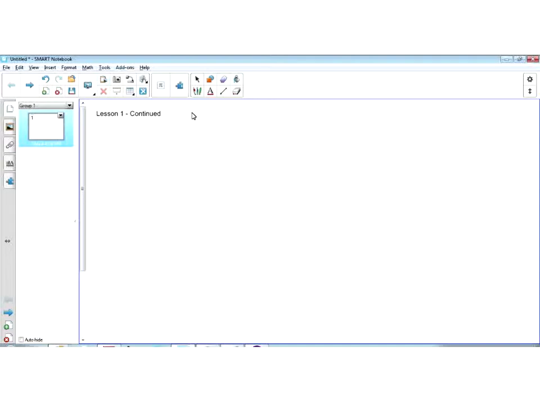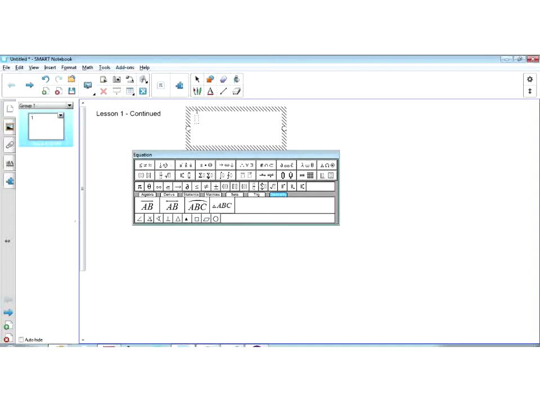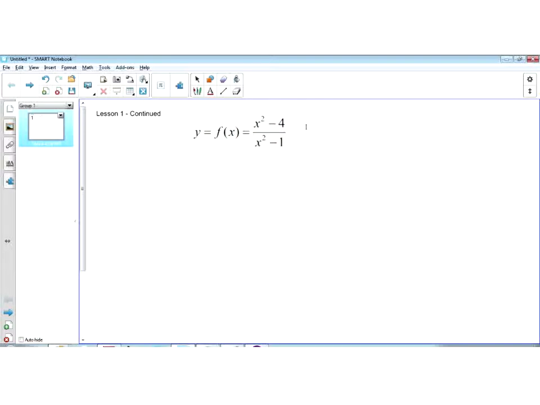So let me identify one. Let's say y, which is equal to f of x, which is equal to, let's let our p of x equal x squared minus 4. So let me type that in, x squared minus 4, and we'll let our denominator q of x equal x squared minus 1. All right, so the objective, of course, is to graph this function.